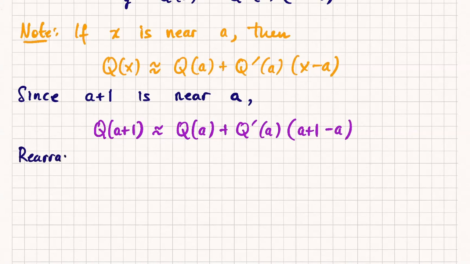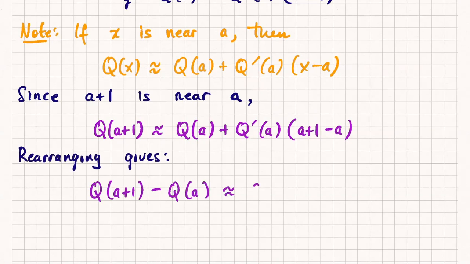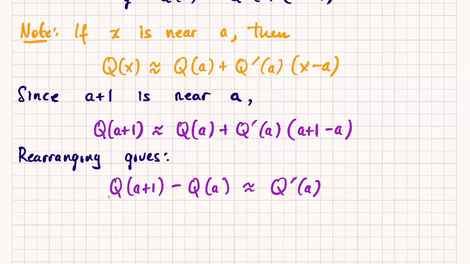And rearranging gives us what? If I move the Q of a over to the left side, I get this. Awesome. Why is that good? Because this was exactly the marginal cost, or the marginal Q at a. You may have heard your macroeconomics teacher say that the marginal cost is the derivative of cost. So I just proved to you that marginal cost is not the derivative of cost.